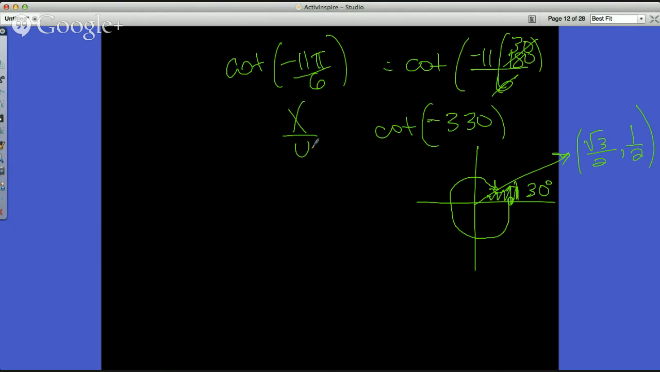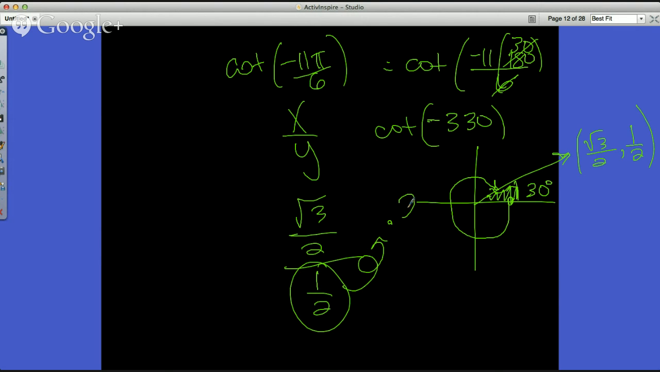So if cotangent's x over y, what's the x in? X over the first one. Square root of 3 over 2, over what's y? 1 over 2. Good. So if I flip this to the top, times 2, 2 over 1, the 2's cancel, giving me what's the answer? Square root of 3.